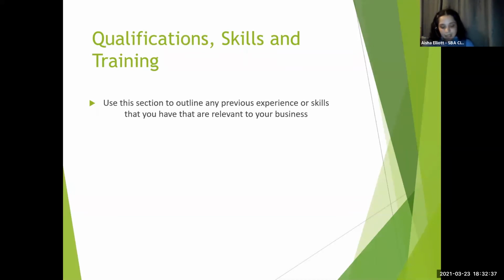The next thing to think about is whether there are any qualifications, skills, or training that are required to run your business. Do you already have those qualifications and skills? And if not, how will you go about obtaining them? This is a really important one when it comes to new business, as it could be that the industry that you want to go into is regulated. For example, if I wanted to go away and become a mechanic, I would need to get those relevant qualifications before I was able to set up that business.